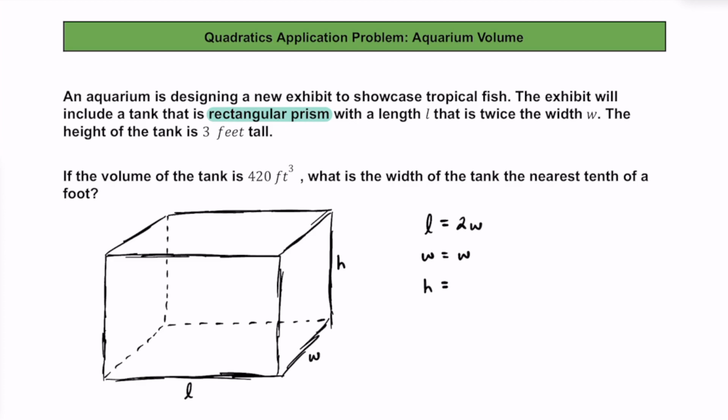And then finally for the height, this is going to be that third dimension. We're told that the height of this tank is going to be 3 feet tall, so I'm going to say the height is going to be 3. So keep in mind that it's really important to know that the length is twice the width here, which is why we can go ahead and express the length as 2 times whatever the width is going to be.